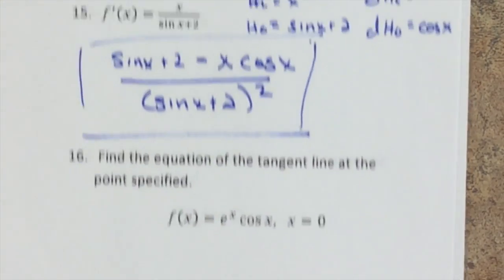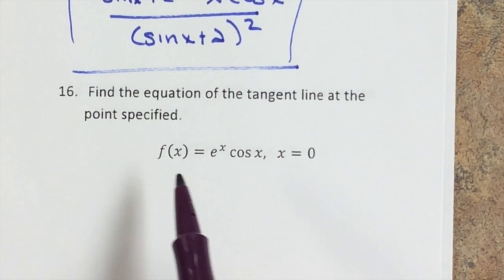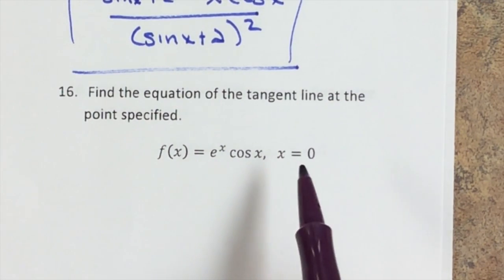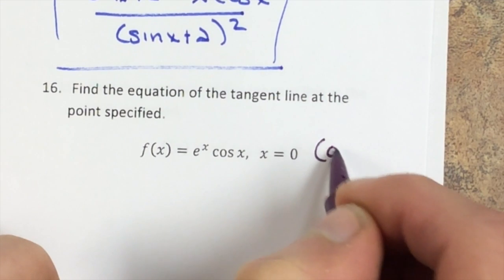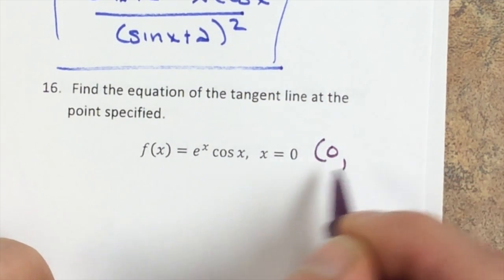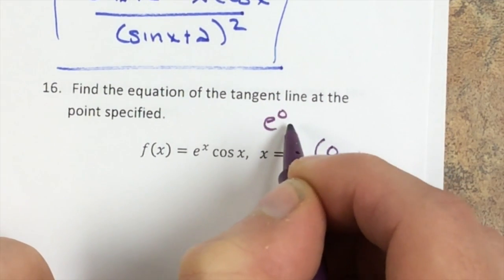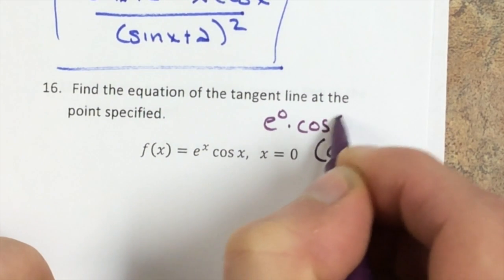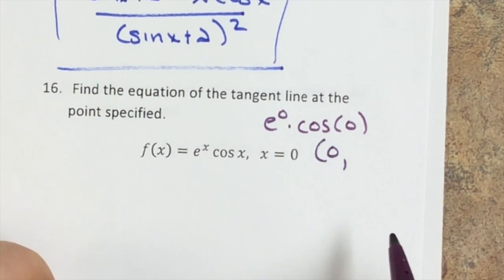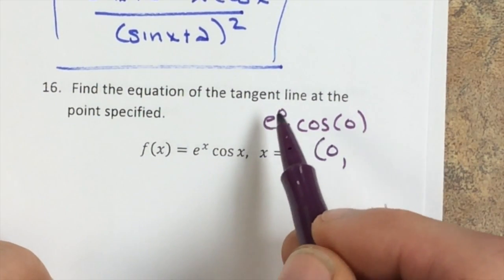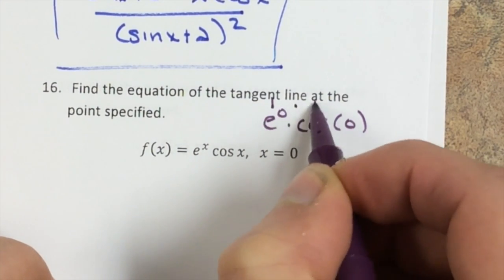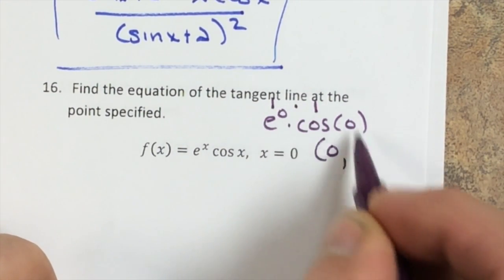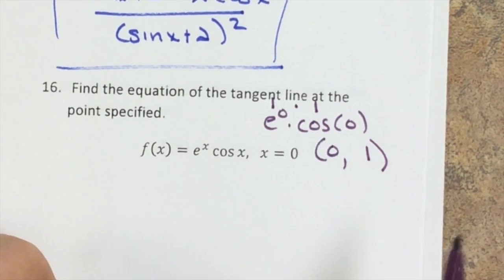Find the equation of a tangent line at the point specified, e to the x cosine x, where x is 0. So in order to find a point, we have to have our x and our y value. So what is e to the 0th times cosine 0? E to the 0th is 1. Cosine 0 is 1. So what's 1 times 1? 1. So there's my point.